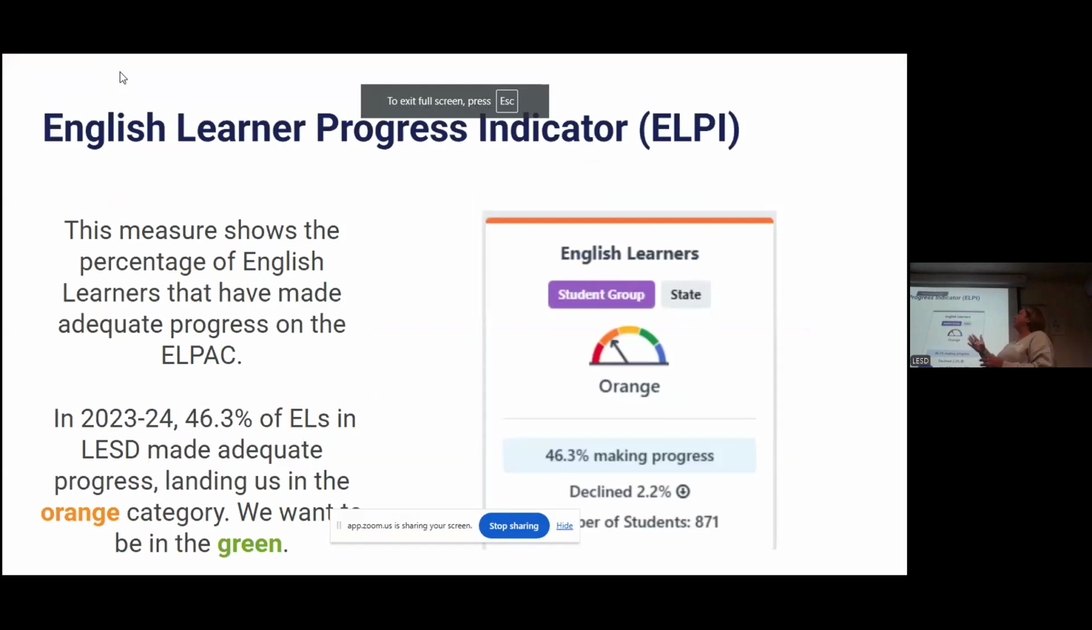And so please visit this website and familiarize yourself so you can ask your principal, hey, what's happening at my school? For example, the English Learners Progress Indicator. This measure shows the percentage of English learners that have made adequate progress on the LPAC. In 2023-24, 46.3% of ELL students made progress. We scored here in the orange, but our goal is to be over here in the green. But nonetheless, we are making progress, and slowly but surely, we're getting there. Not that slow. We're getting there quite quick, actually.